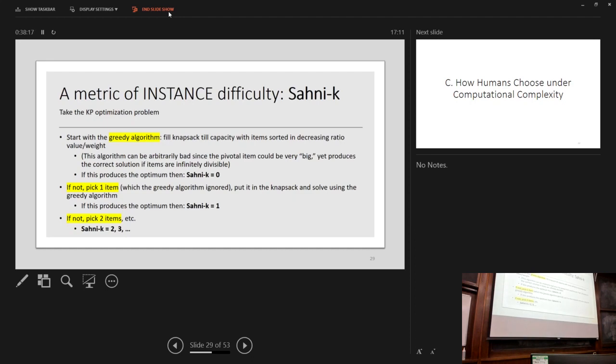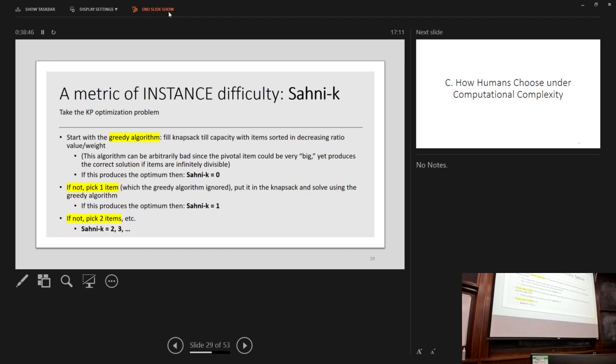If the greedy algorithm doesn't give you the solution, then you pick one of the items that the greedy algorithm didn't take, at random, put it in the knapsack, and then start the greedy algorithm. You try all the singletons, all the items you could start with, and if you find the solution with one of these items and then the greedy algorithm, Sonic A equals 1.